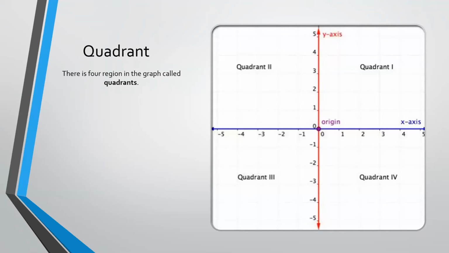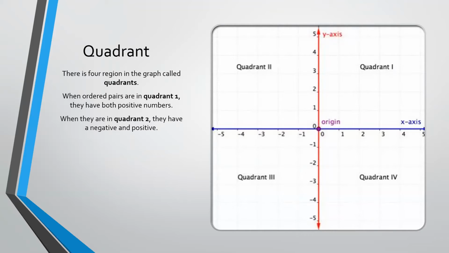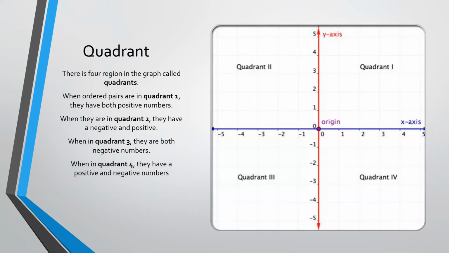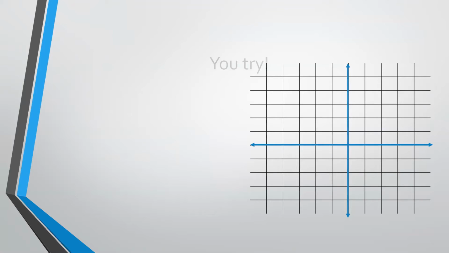Quadrants. There are 4 regions on the graph called quadrants. When an ordered pair is in the first quadrant, they will both be positive numbers. When they are in the second, they will have a negative and a positive number. And when they're in the third, they both have negative numbers. And when they're in the fourth, they will have a positive and a negative number. Now we have gone over ordered pairs and quadrants.